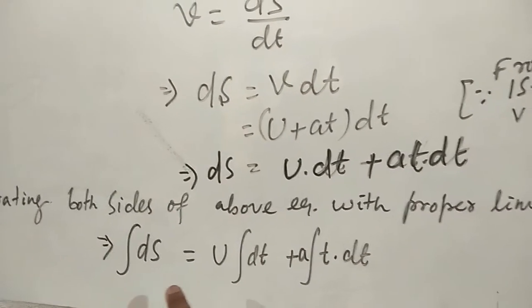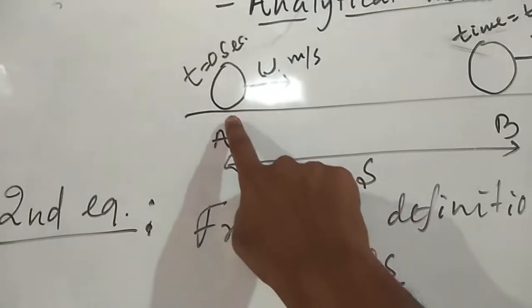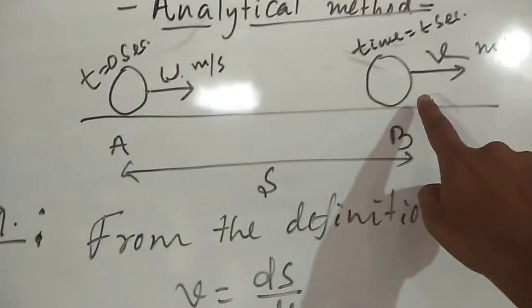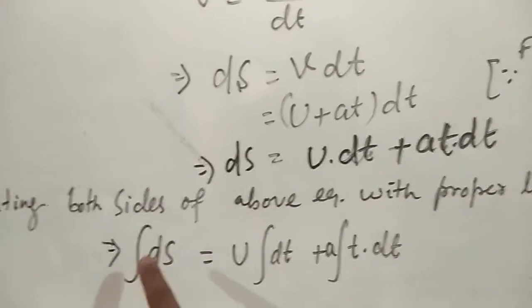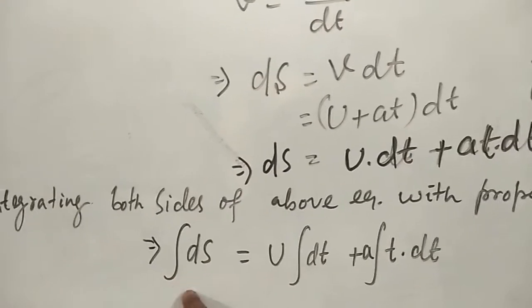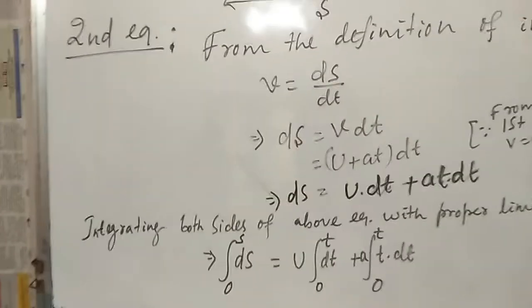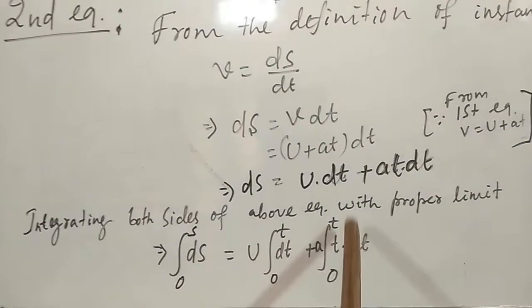Now we have to write the limits. What are the right limits? Limits for s: here distance covered is s, so 0 to s. Then time is 0 seconds to t seconds. So only two variables are there, displacement and time. So here you have to write 0 to s, and here you have to write 0 to t. Okay, so I have written the limits here, 0 to s, 0 to t, 0 to t.